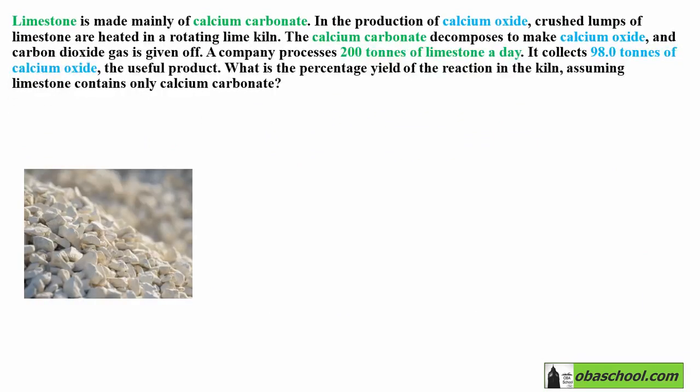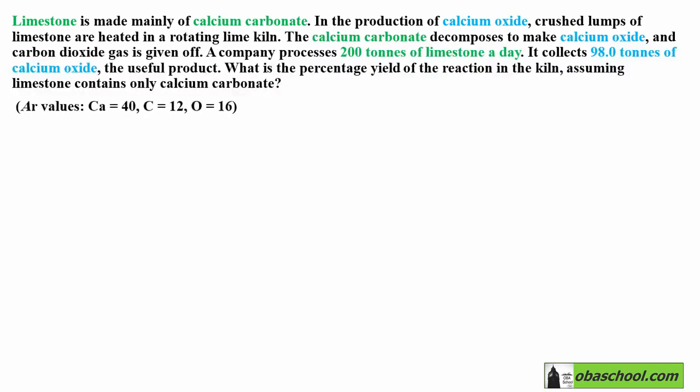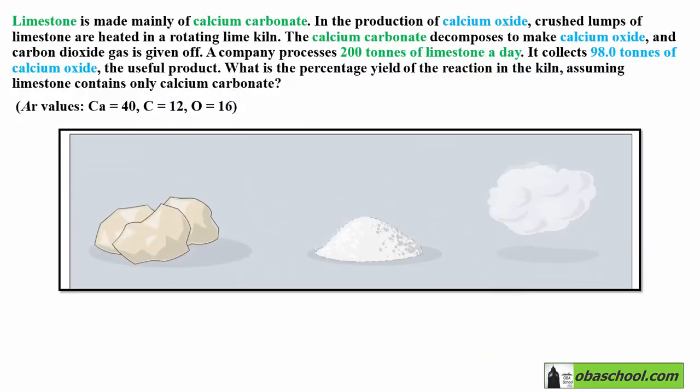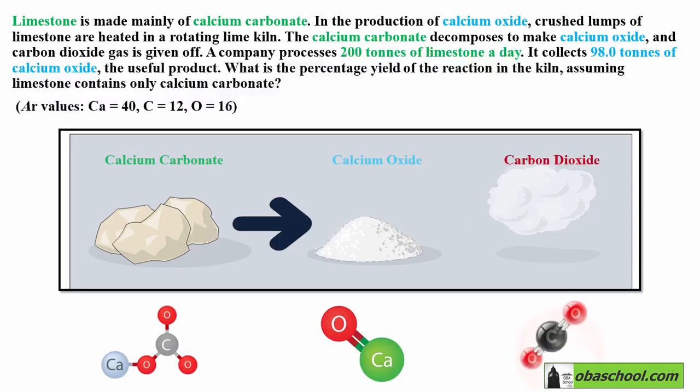Limestone is made mainly of calcium carbonate, CaCO3. In the production of calcium oxide, CaO, crushed lumps of limestone are heated in a rotating lime kiln. The calcium carbonate will decompose to make calcium oxide, and carbon dioxide gas will be given off. So the decomposition of calcium carbonate will produce calcium oxide, which is the product that we need, and carbon dioxide gas will be given off.